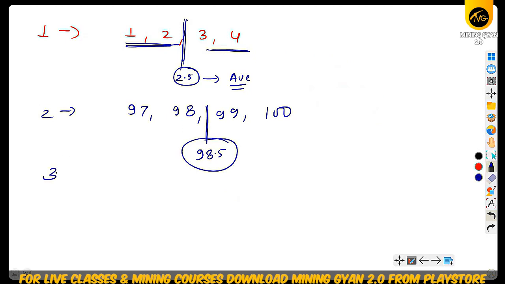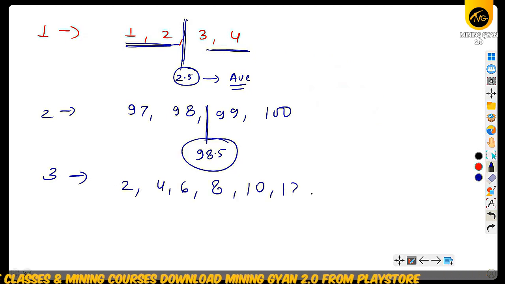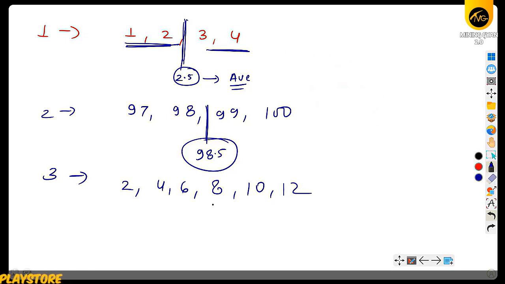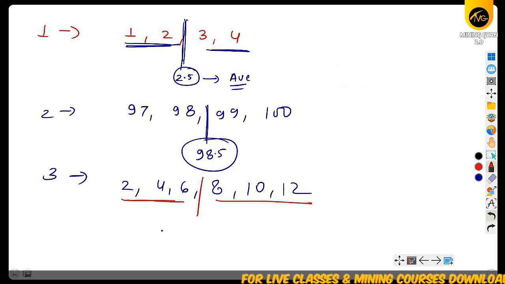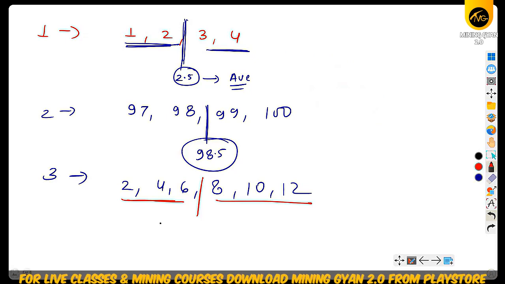Now suppose the third condition, 2, 4, 6, 8, 10 and 12. Now in this case, what is the mid number of this even number series? So basically we have three numbers and three numbers. This is the mid position, and what will be the mid number? So correct, 7 is the mid number.